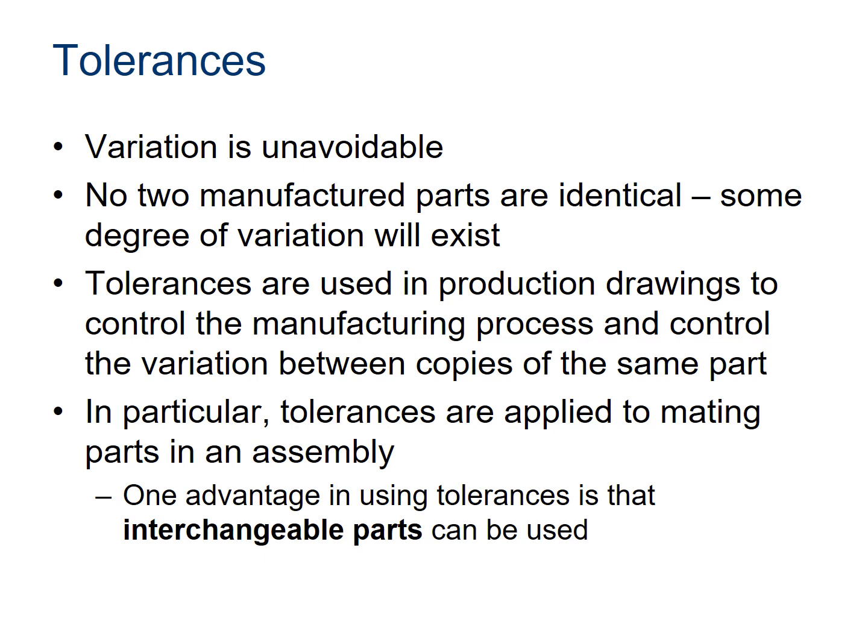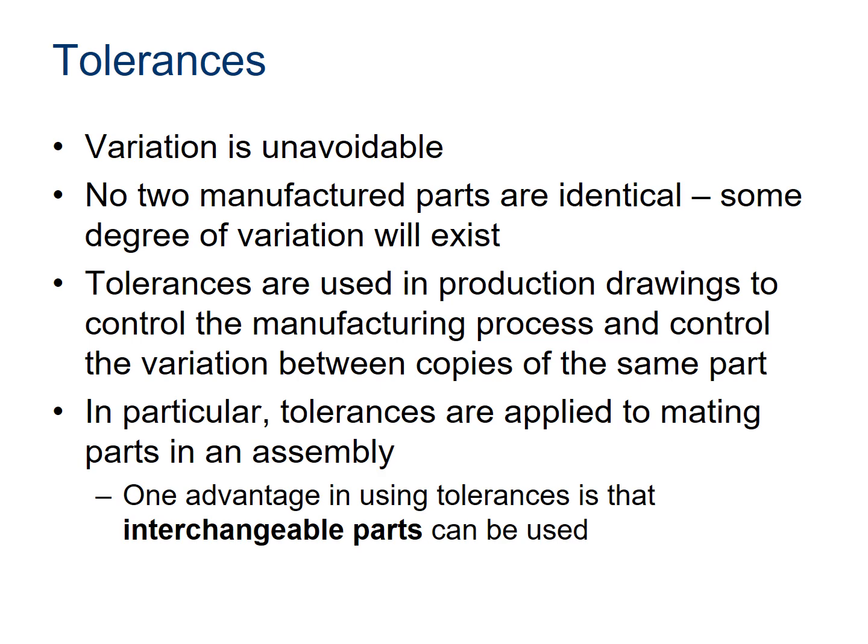So in order to describe that variation and describe what is acceptable variation, we use the term tolerances. Those are used in production drawings to control the processes that we use to manufacture, and also to control the variation between copies of the same part. And in particular, your tolerances are applied to mating parts. These are parts that go together, just like when you were making your puzzle cube, you mated parts together. That's the same thing that you do in manufacturing.